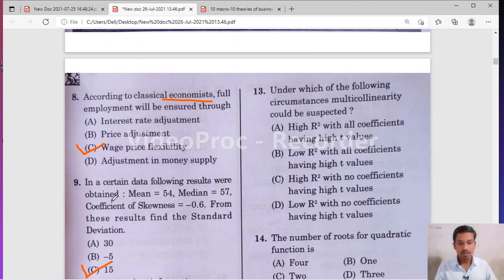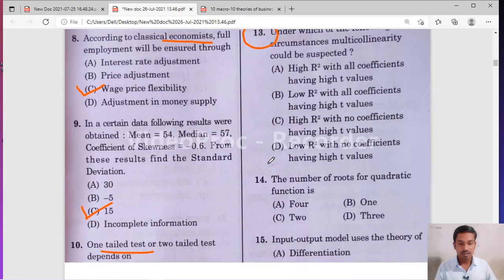Question number 13. Under which of the following circumstances multi-collinearity is suspected? Friends, this question also I did not find the correct answer. I am having a little bit of confusion here. So, if anyone has solved this question, you can comment the answer in the comment box.